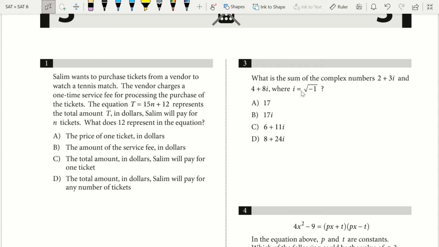Today I'll be taking you through the Math No Calculator section of SAT Practice Test 6. I'll be showing you how to move efficiently through this section and how to recognize patterns on the SAT Math section to hopefully improve your score.